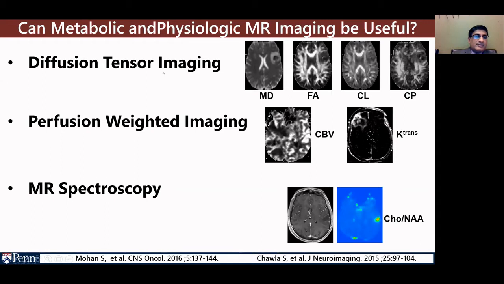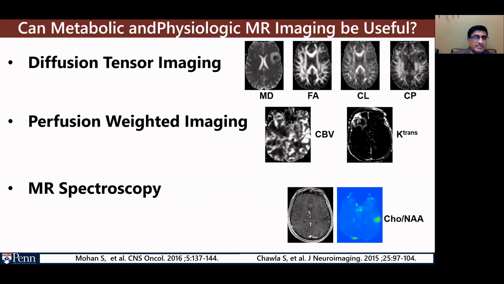So what are these metabolic and physiologic MR images? One of them is diffusion tensor imaging. So what is diffusion? Diffusion is mainly the thermally induced random translational motion of water molecules within a particular biological tissue. But as you know, biological tissues are highly complex in nature, so there's definitely impediment in the movement of water molecules because of the presence of cell membranes, intracellular organelles, or maybe viscous components. So the water molecules cannot move freely in an isotropic manner. That's why in biological tissue, the water movement is highly anisotropic in nature.